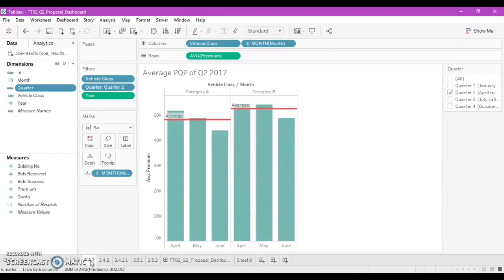First, we drag the premium to rows and change the measure from sum to average, and vehicle class to columns. We filtered vehicle class to be only category A and B, quarter to show only quarter 2, and year to be only 2017. We presented the data in a bar chart for clearer visual representation and added a reference line to both panes respectively to show the average PQP of the 3 months. As you can see from the graph, the PQP for category A is 48,200 and the PQP for category B is 52,473.